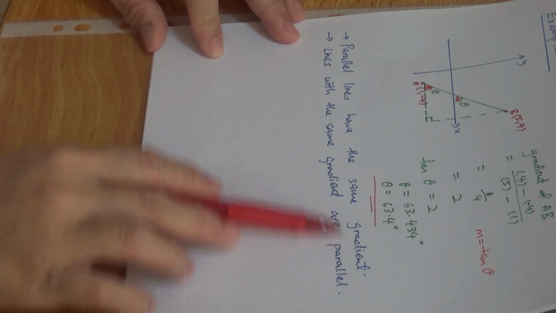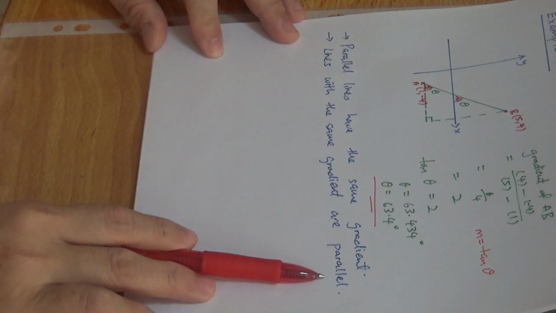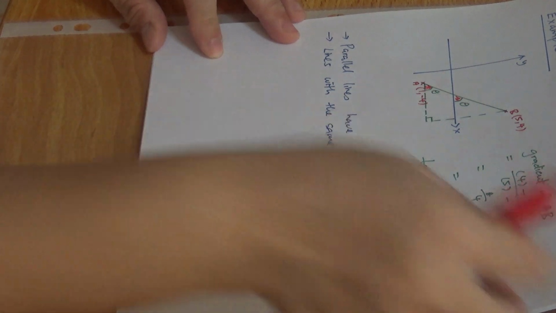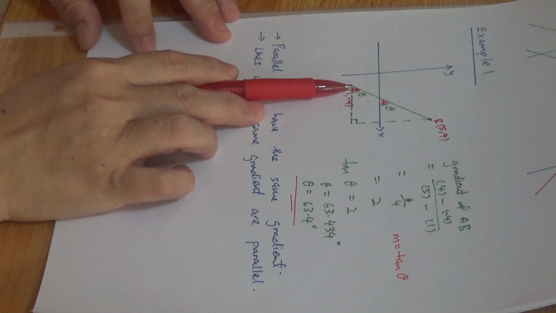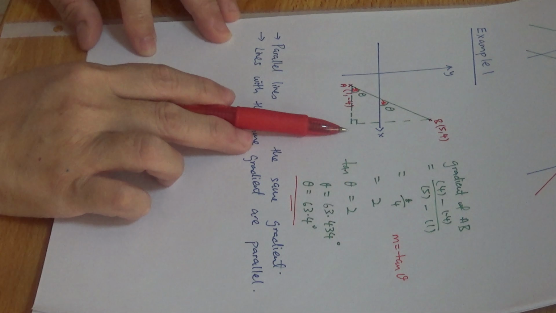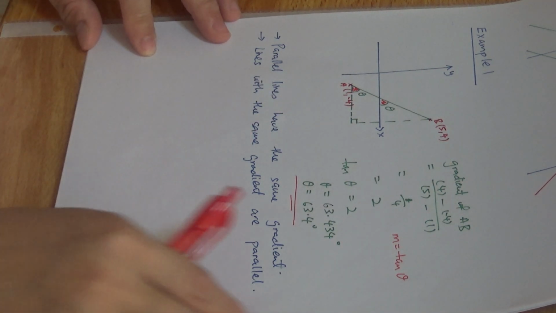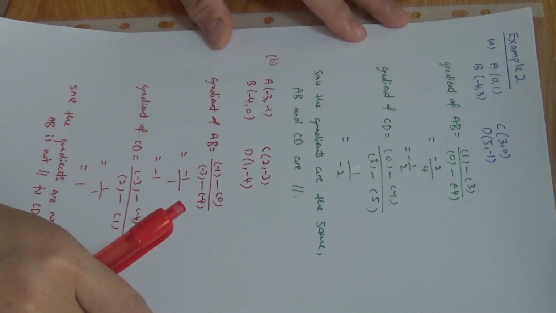Now one thing to take note of is that parallel lines have the same gradient. This is one way. The other direction will be the converse: lines with the same gradient are parallel. So these 2 facts we have to bear in mind. So for example 1, finding this angle is equivalent to finding this angle because they are the same. They are corresponding angles, parallel lines. Okay, so that will conclude your example 1.